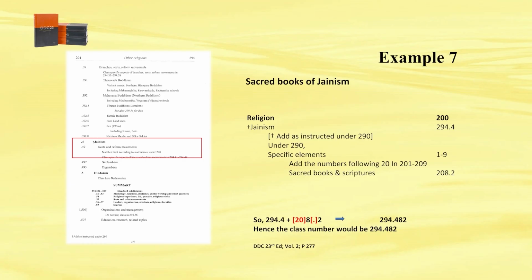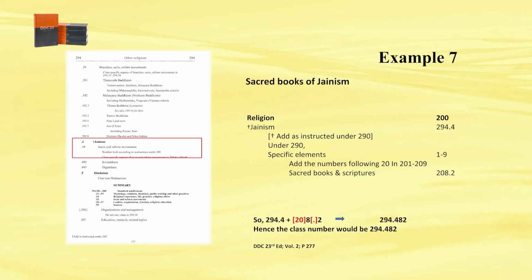Okay. Now the next example, that is sacred books of Jainism. We have found the scriptures and sacred books of Hinduism. Now it is time for Jainism. It also comes under other religions, as we have already mentioned that any religion other than Christianity you will get in 290. So religion, then other religions is 290, then Jainism is 294.4. You know Jainism is also of Indian origin. So it comes under 294, then Jainism is 294.4.